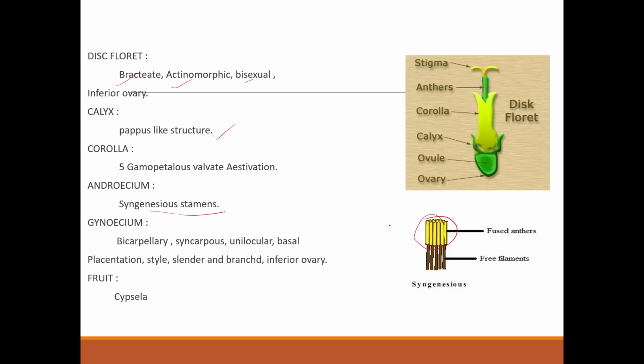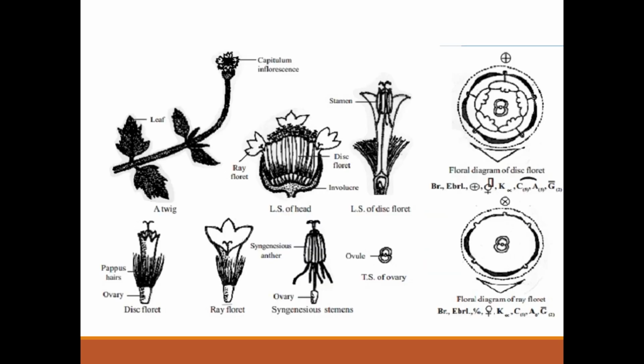Then gynoecium is bicarpellary, syncarpous, unilocular with basal placentation, style cylindrical and branched, with inferior ovary, and the fruit is cypsela. So you can easily identify this group of plants by the presence of head inflorescence and the presence of this syngenesious type of stamens.